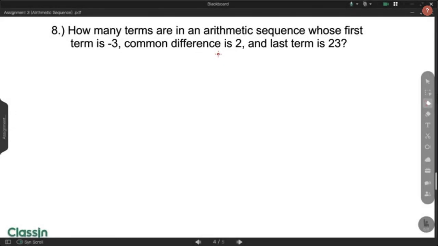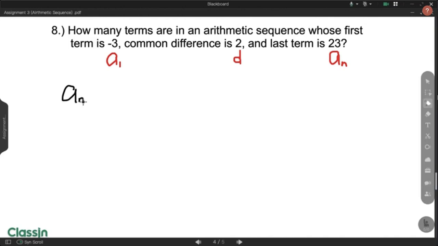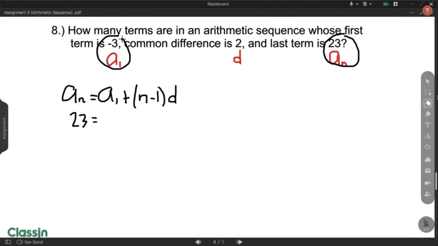Number 8. How many terms are in an arithmetic sequence whose first term is negative 3, common difference is 2, and the last term is 23? Let's just label it with a sub n because we don't know yet the number of terms. Using the formula, a sub n equals a sub 1 plus the quantity n minus 1, multiply that by d. We can substitute the given numbers. A sub n is 23. Here you go. A sub 1, your first term, negative 3.